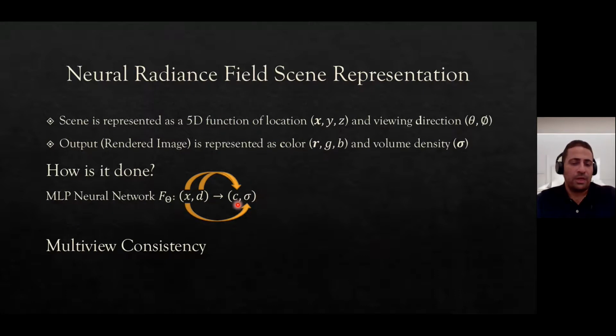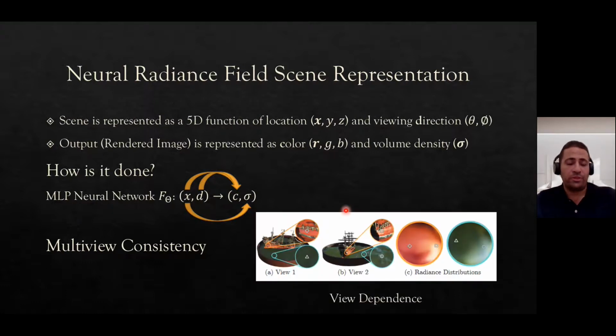And the color output would be from both the coordinates and the viewing direction. So this actually makes a lot of sense. The color would depend on both the viewing direction and the position. However, the density would just depend on where the location is that we are trying to assess. Now, this results in an important feature for NeRF, which is called view dependence.